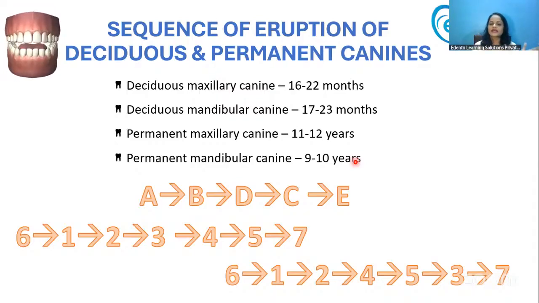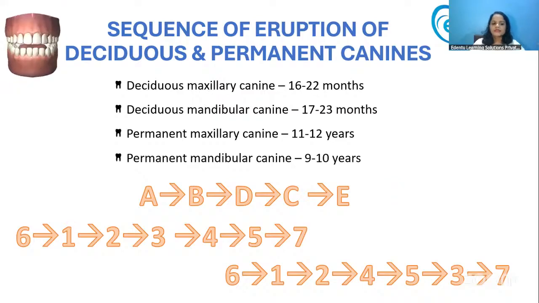If you look at the eruption sequence of the deciduous dentition, it is always A, B, D, C, and E. A is the central incisor, then B, lateral incisor. D is the first molar. Then after the first molar only, the canine erupts, and E is the second molar. So this is the sequence of eruption of the deciduous dentition. And the canine comes around fourth in line of the eruption sequence.